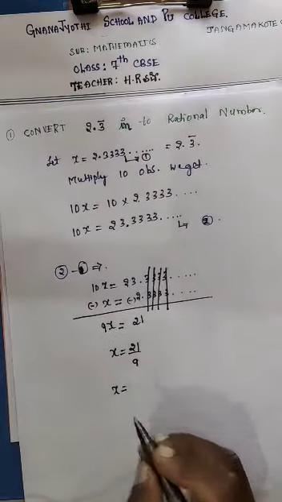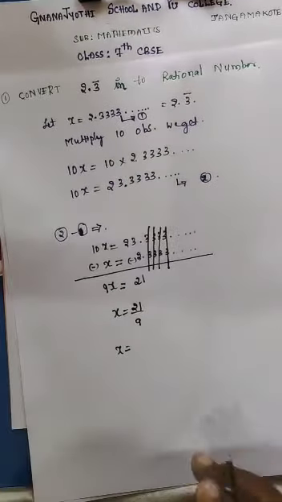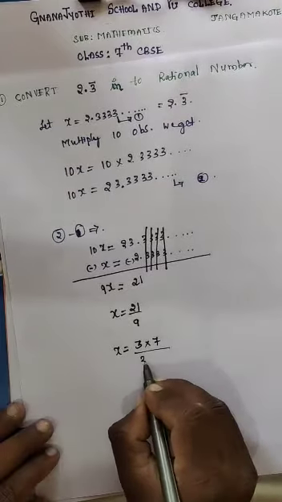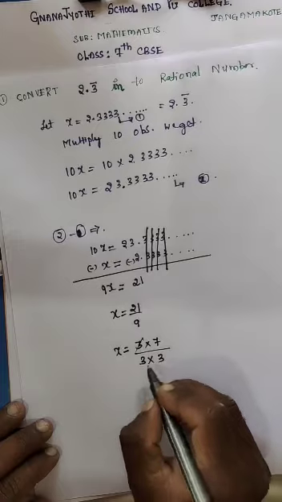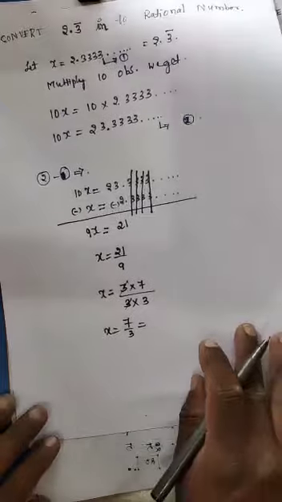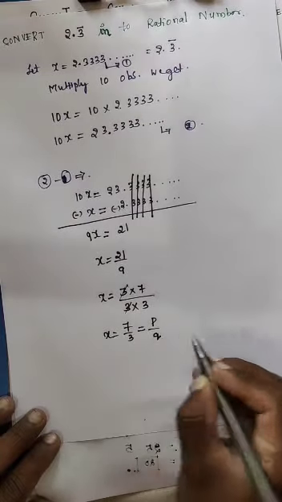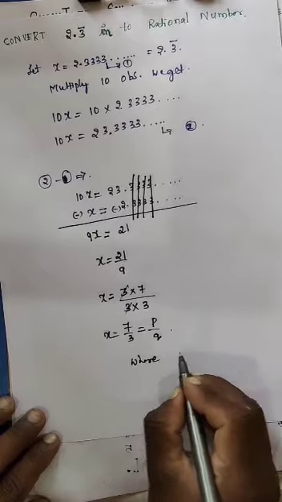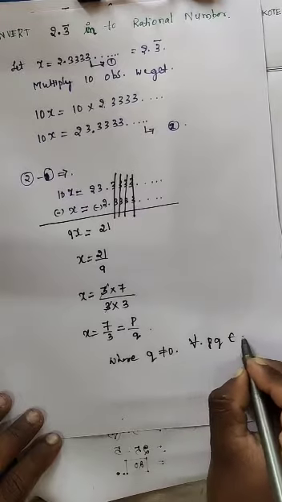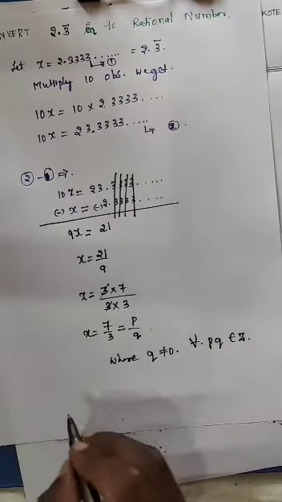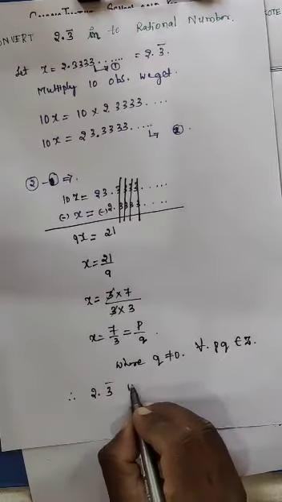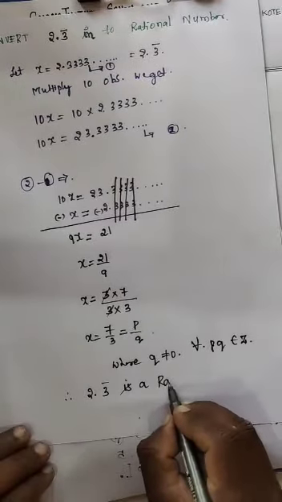21/9. The simplest form of 21/9: 3 sevens are 21, and 3 threes are 9. So the 3s get cancelled. Hence the remaining is 7 by 3. So it is in the form of P by Q, where Q is not equal to 0 for all P, Q belonging to integers. Therefore, the given decimal 2.3 bar is a rational number.